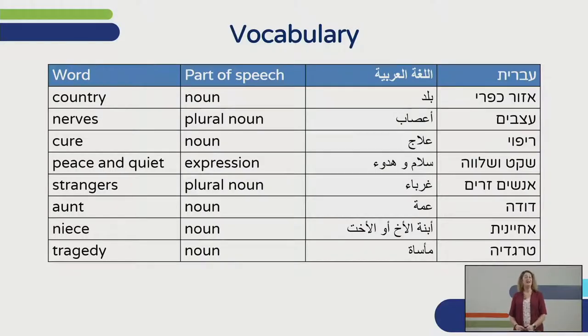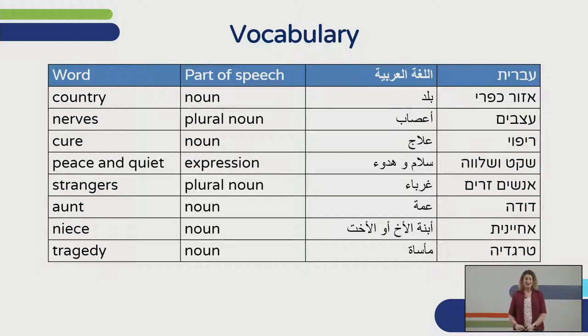As usual, first we go over some vocabulary words. Some of them we've already discussed. I hope some of them you know. Country, we said, is out in the country, not in the city. Nerves, we talked about, are when someone is very nervous and doesn't know what to do. He's like very shaky. A cure is when someone gets better, when they get well. Peace and quiet, we spoke about already. Strangers are people that you do not know.